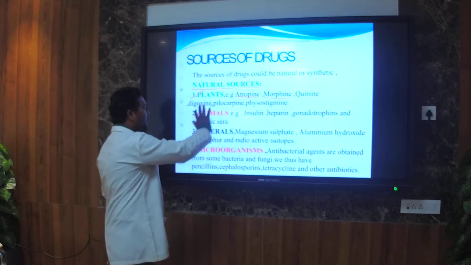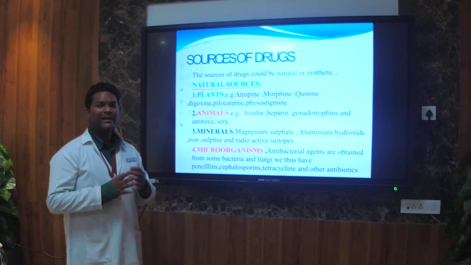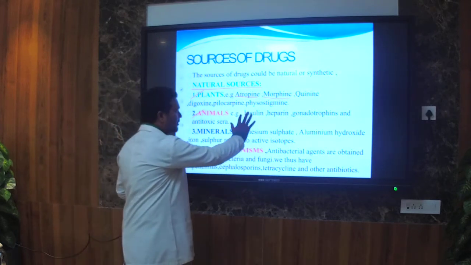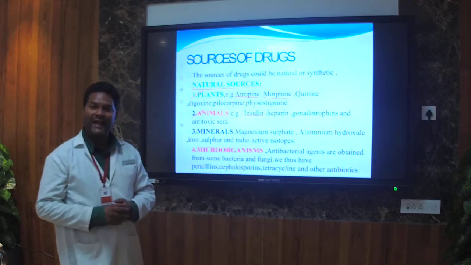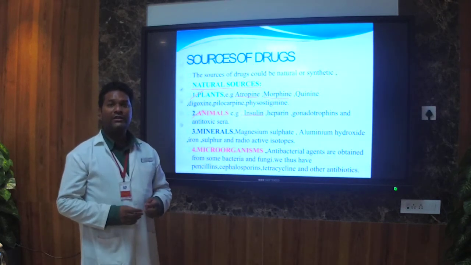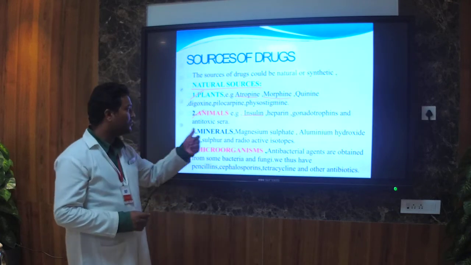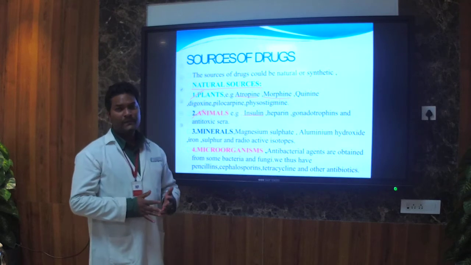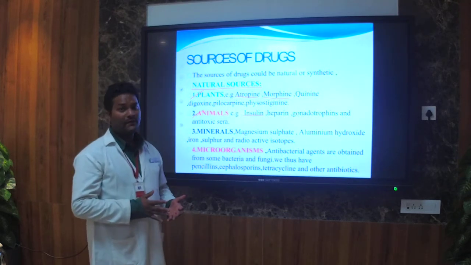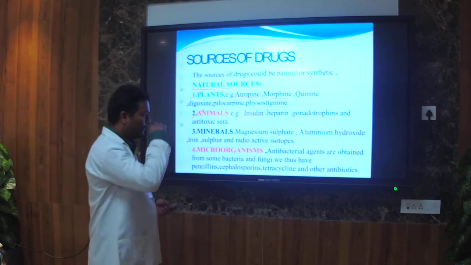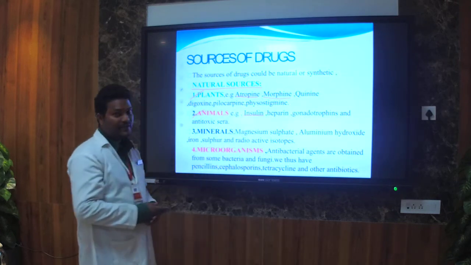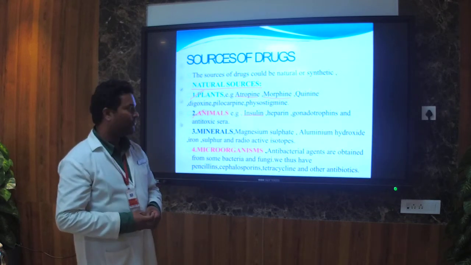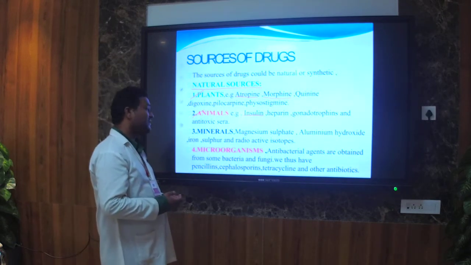Then we have the animal sources. A classic example of an animal source is insulin, a drug given to patients who have diabetes mellitus. For insulin dependent diabetes mellitus patients, we give insulin. These insulins have been derived from the islets of Langerhans cells from animal sources. Then we have heparin, then we have the gonadotropins. Most of the gonadotropins have been extracted from animal sources, and then we have the antitoxic sera.